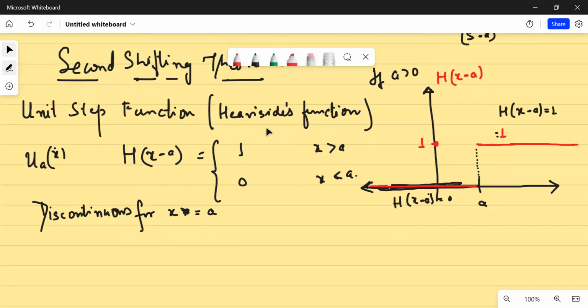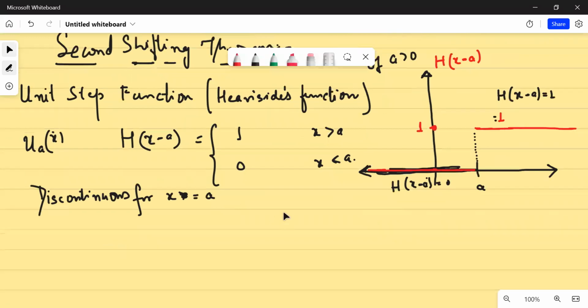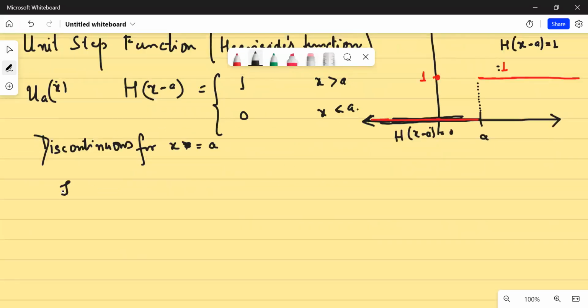But right now, I have defined this particular function. This is called the unit step function or Heaviside unit step function. I want to find what would be the Laplace transform of this. This is all what I'm doing before my second shifting theorem. So before the second shifting theorem, let me find the Laplace transform of the Heaviside function. Now there may arise two cases. Because whenever you are trying to find the Laplace transform, this will be e to the power, and because the independent variable here is x, I'll use x here.